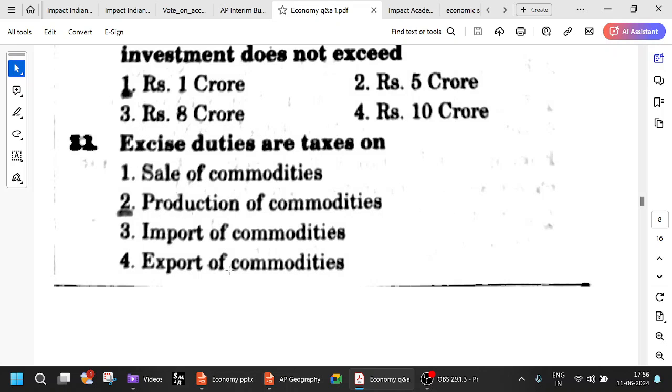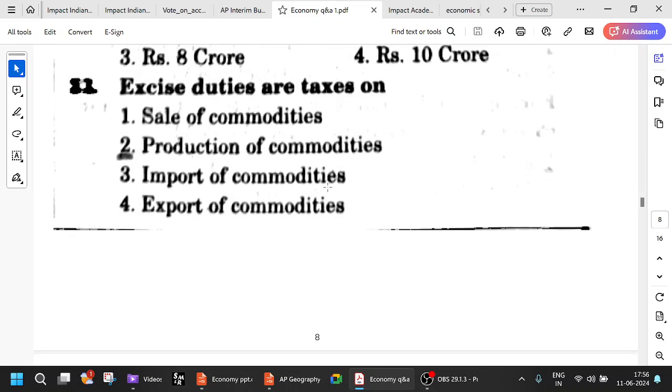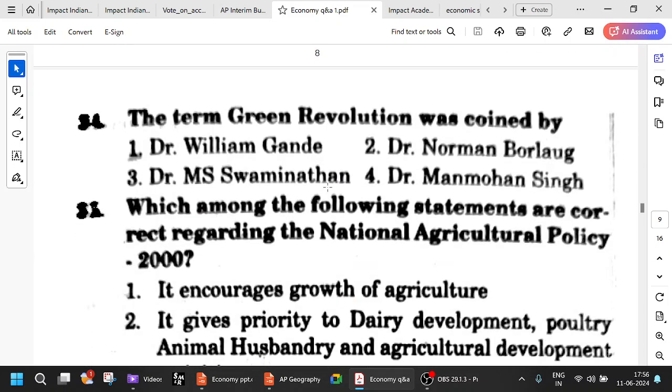So import and export is what we see under customs. When you're talking about customs duty, that is import and export. For sale of commodities, we have GST and all. Excise is basically production of commodities, especially alcohol and all those things usually come under excise. So excise duty is production of commodities.